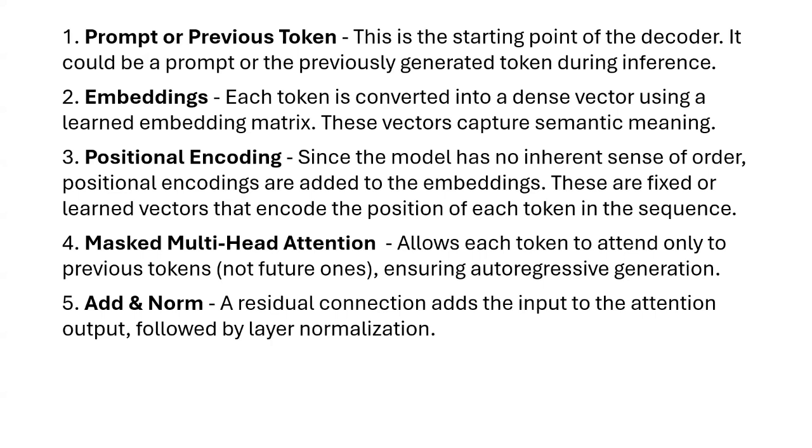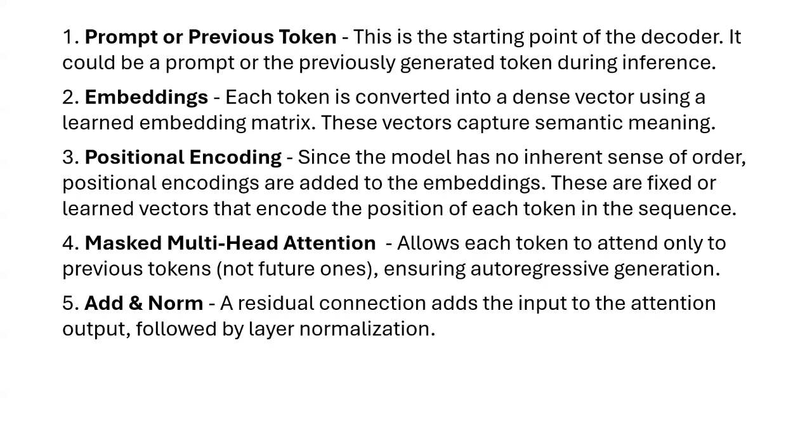Then the next step is masked multi-head attention. What it does is allow each token to attend only to previous tokens, not future ones, ensuring auto-regressive generation. Using this concept, when we type "the cat", the model only sees "the" and "cat", calculates all those probabilities, and is then able to predict "sat". So during training it doesn't see any future words.